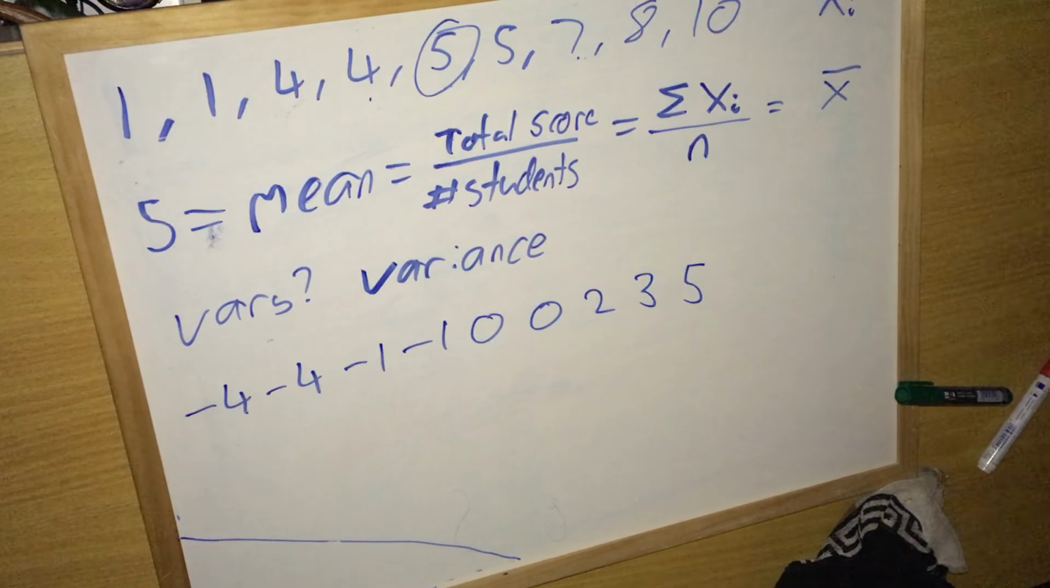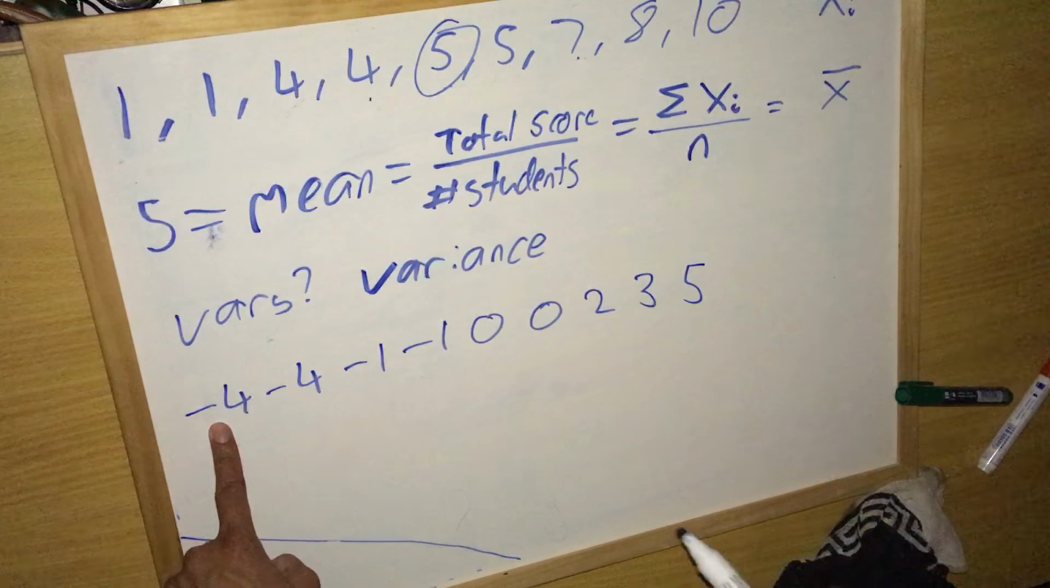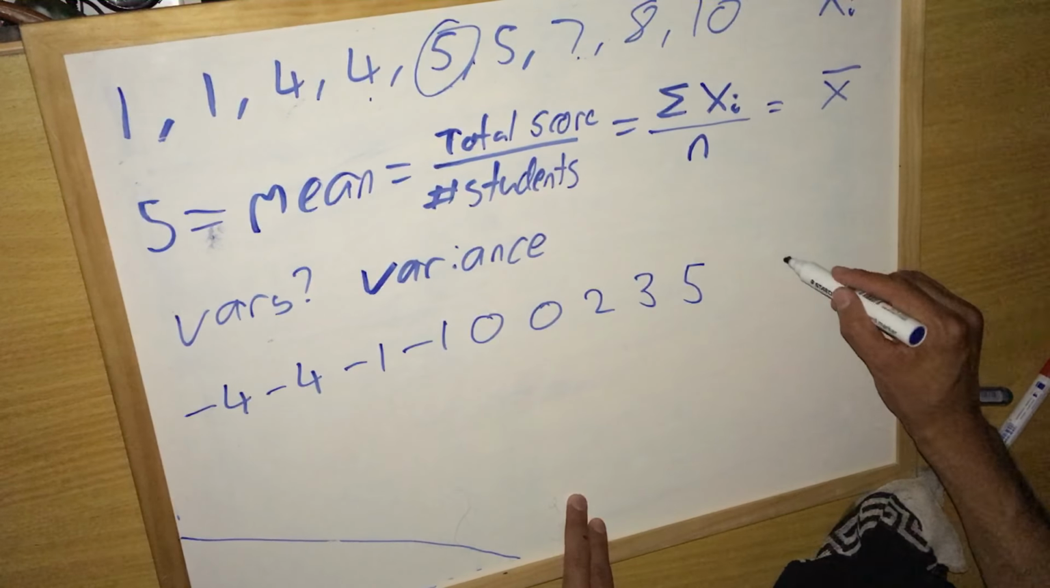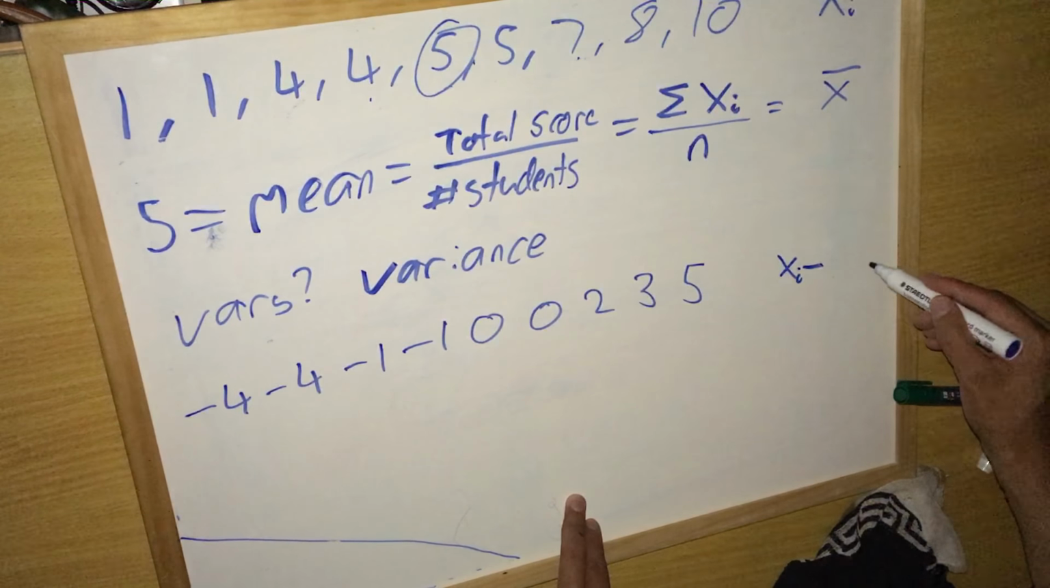Alright. So if we're using math terms, what I did was I got each xi, so I got, for example, x1, and I minused 5 from it. 1 minus 5 equals minus 4. So in other words, I got the xi, such as x1, and I minused the mean, which is 5.